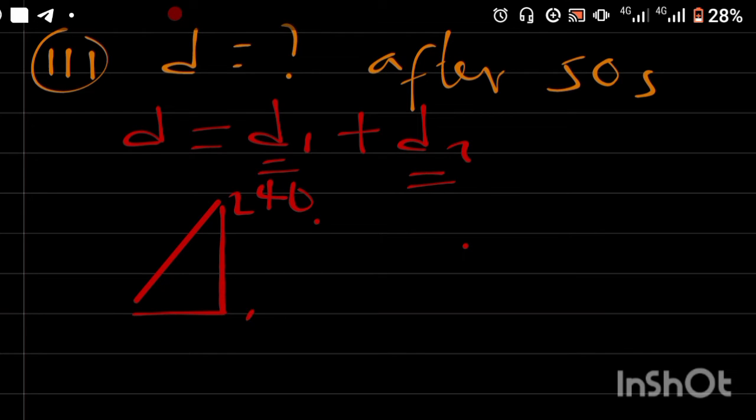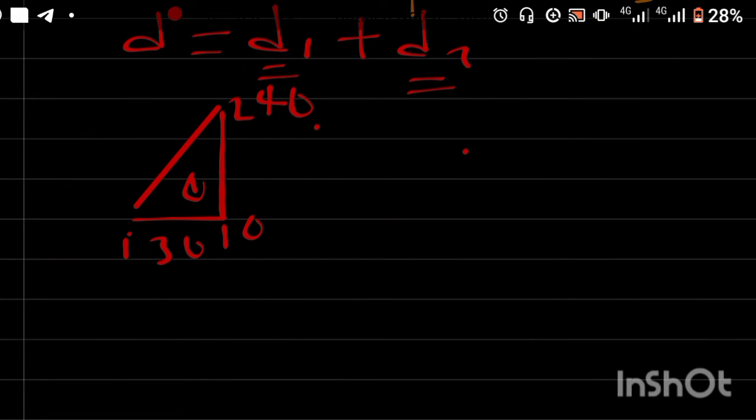(240), 0. The distance from here to here, from here to here, is 30 seconds. So let's calculate the area of the diagram. Area of a triangle, which is equal to my D1, is equal to what? Half base times height.